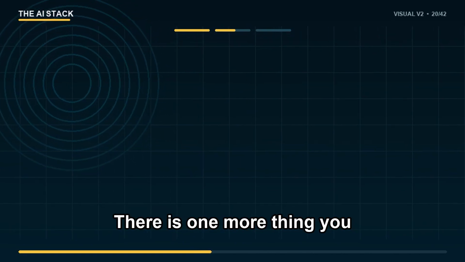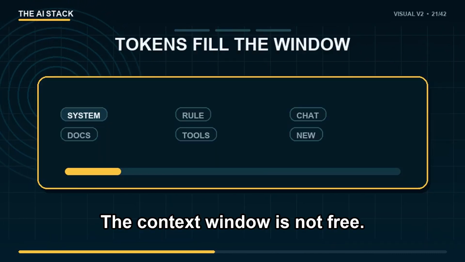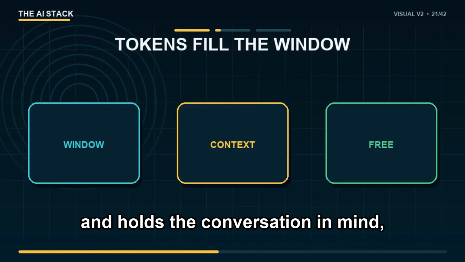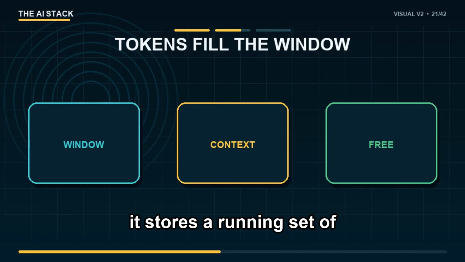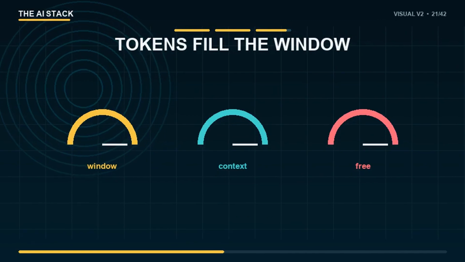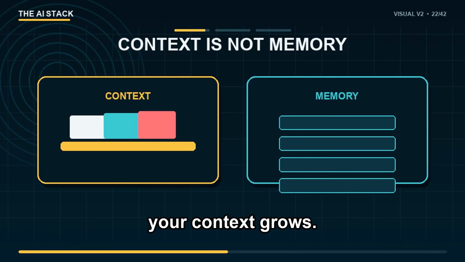There is one more thing you must add on top of the weights, and it ties straight back to episode 4. The context window is not free. As the model reads your prompt and holds the conversation in mind, it stores a running set of intermediate values for every token in the window in something called the KV cache. That cache lives in the same precious memory, and it grows as your context grows.